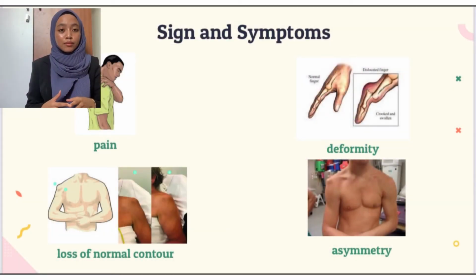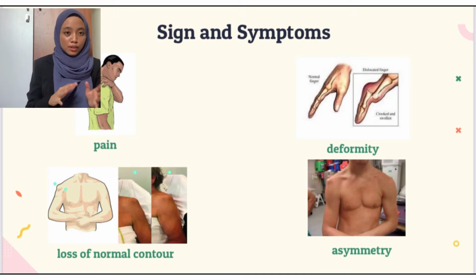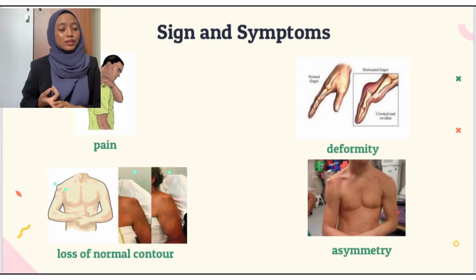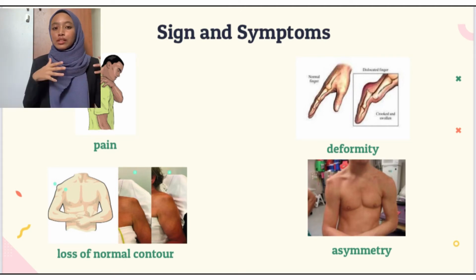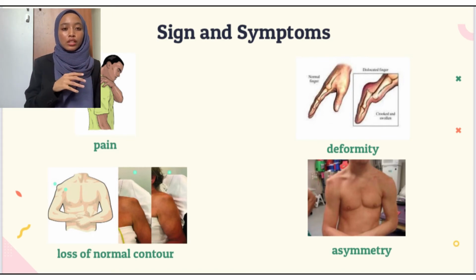The signs and symptoms. There are a few signs and symptoms that can be detected if someone gets a dislocation. First one is pain. Second is deformity. Deformity is where the bone is not developed in the usual way. The third one is asymmetry. Asymmetry is if we can see the part where the dislocation injury is, it is not in the same shape anymore or not in the same size.